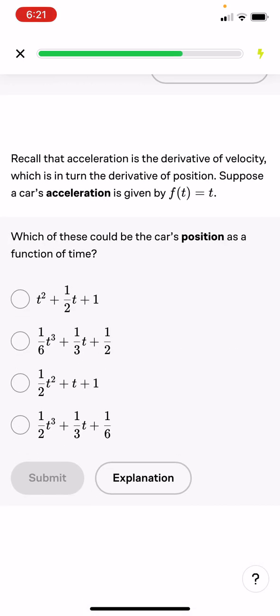Recall that acceleration is the derivative of velocity, which in turn is the derivative of position. Suppose a car's acceleration is given by a(t) equals t. Which of these could be the car's position as a function of time?